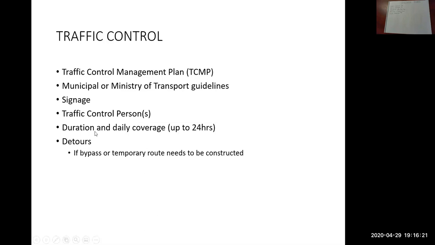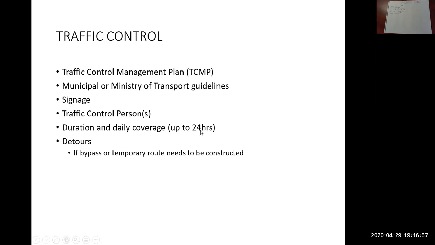What else do we have here? So duration and daily coverage. So do you need traffic control people only while you're working? So maybe it's an 8-hour shift. Or if we go back to the intersection example, if you have an electrical company that's working on traffic signals and they are working day and night to make the change, maybe they're swapping out old poles, putting in new ones, etc. You may need traffic control 24 hours a day.